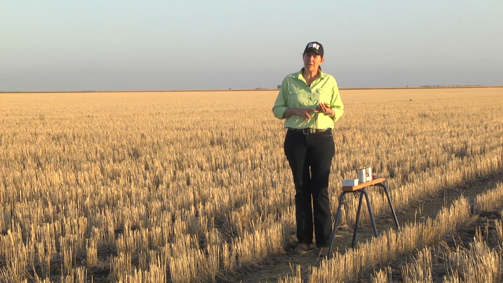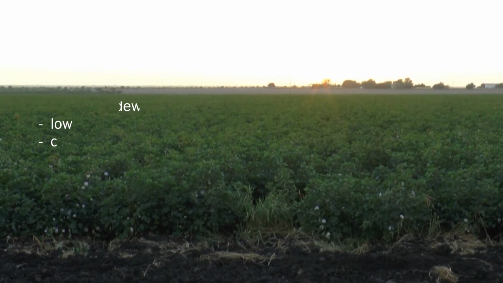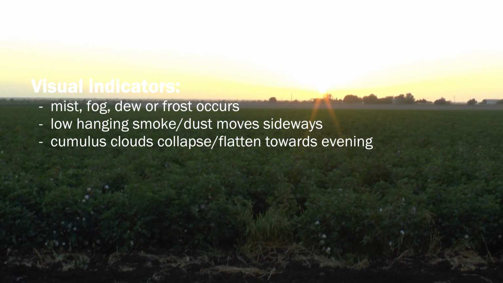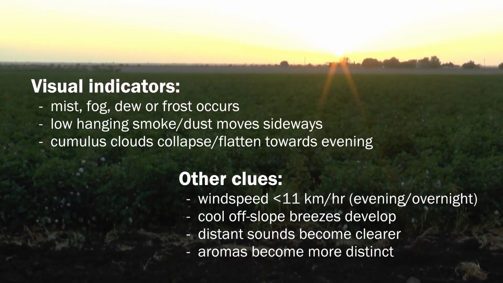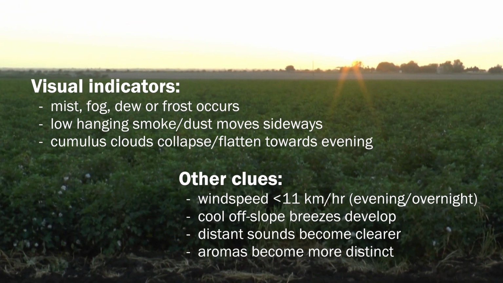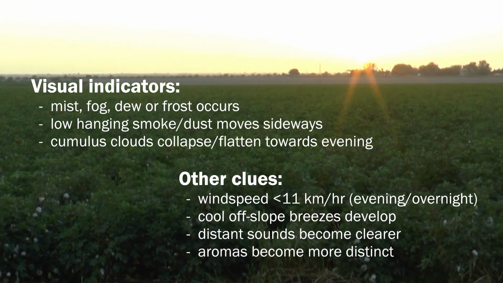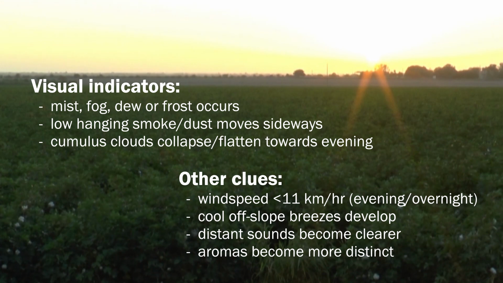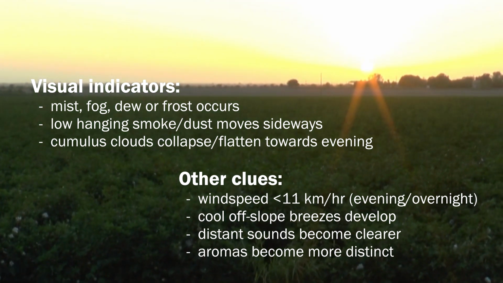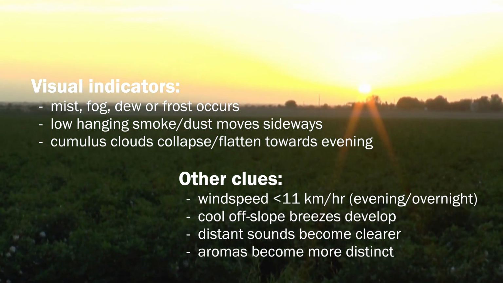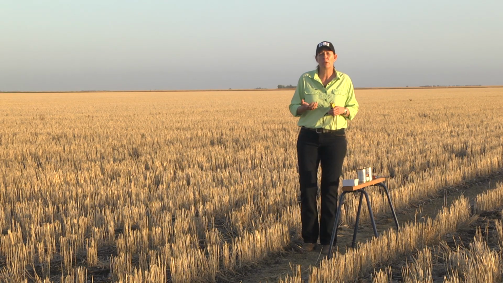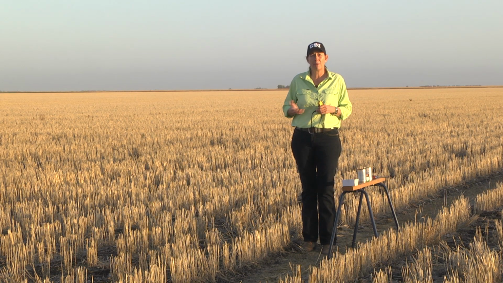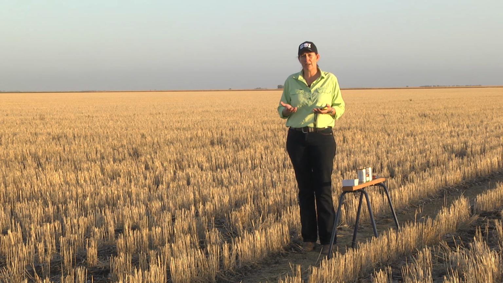So some of those key factors would be that nice clear sky overnight. Around sunset, the wind will drop off, and overnight we get those cool drainage winds off slope. Sounds will become clearer. If there's a fog, a mist or dust hanging in the air in the mornings, or there's a frost or a dew, that's a very good indicator that we have an inversion in place. Hopefully the smoke flares this morning and that smoke moving across the landscape has been a very good visual indicator of the wind movement under inversion conditions.